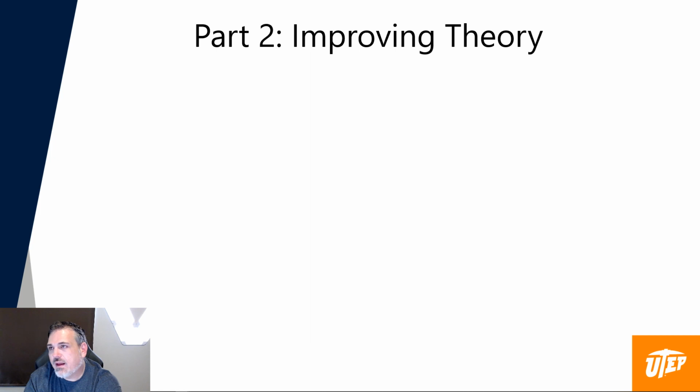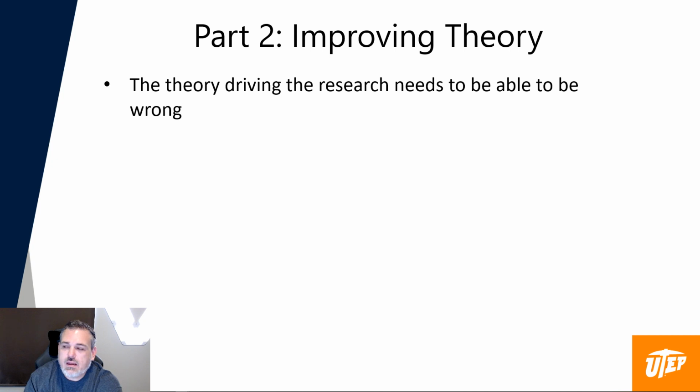So another guidance in terms of the book in chapter 1 is they discuss how we should improve our theory. And I think most social science is sort of lacking in terms of theory. And so the first guidance they give is that the theory driving the research has to be able to be wrong, which is to say that you can falsify your theory.